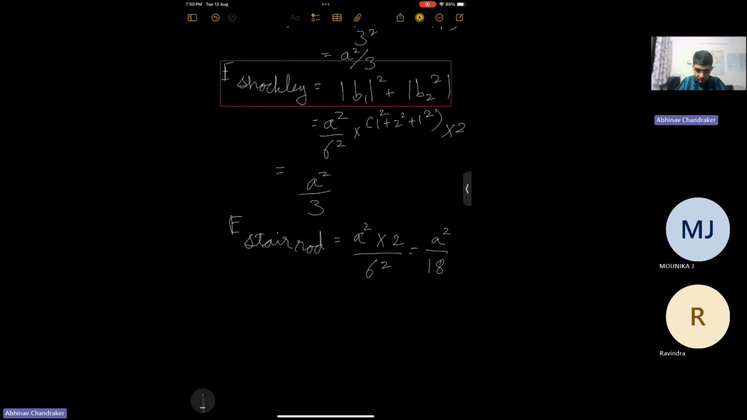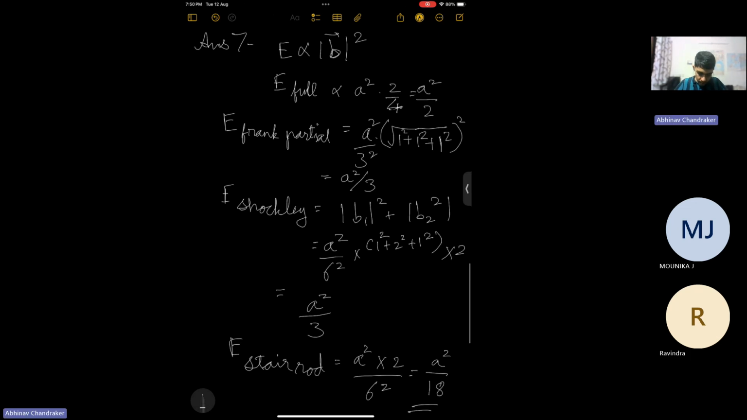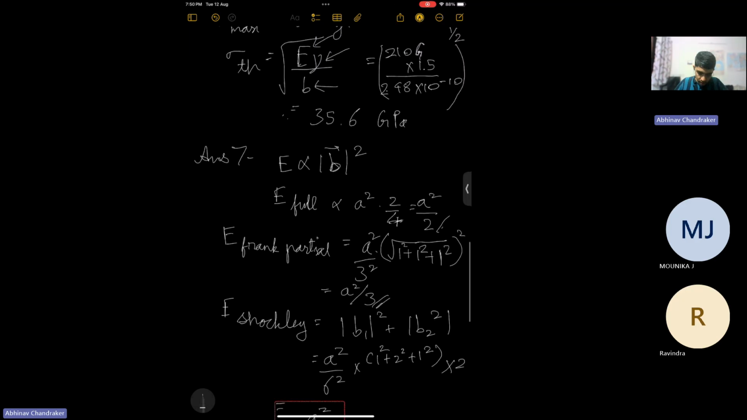So lowest energy is stair rod. Frank partial and Shockley have similar. Full dislocation has the highest.